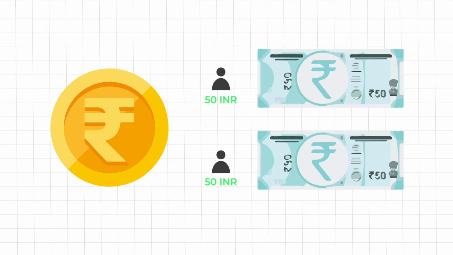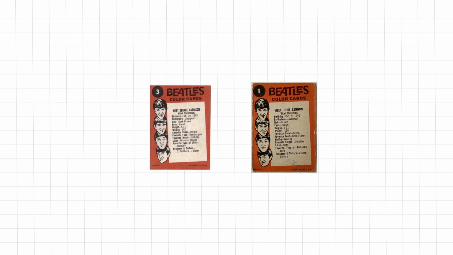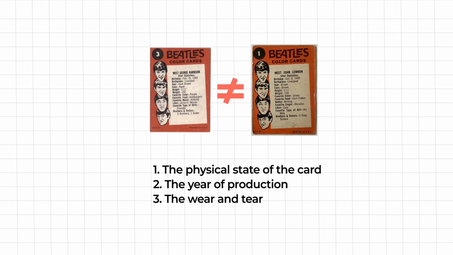However, Nick's limited edition Beatles trading card is an apt example of something non-fungible. Each card has unique individual properties which makes it a collectible. Usually, no two such cards have the same value. And even if they are identical in appearance, factors like physical state of the card, the year of production, and the wear and tear of it can create differences in the value of these cards.